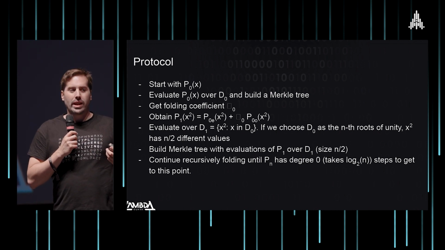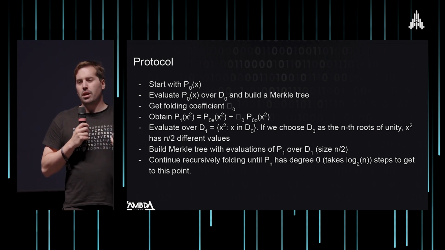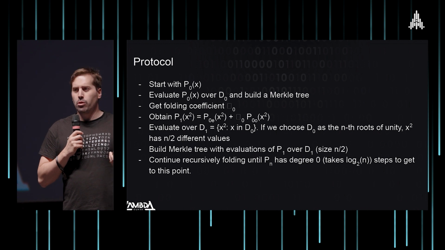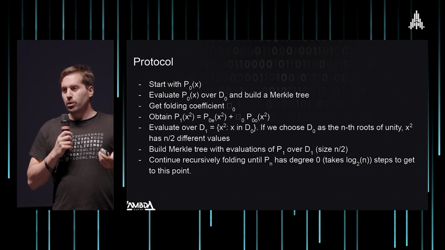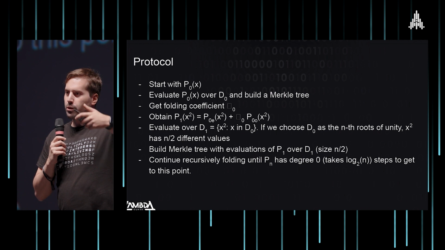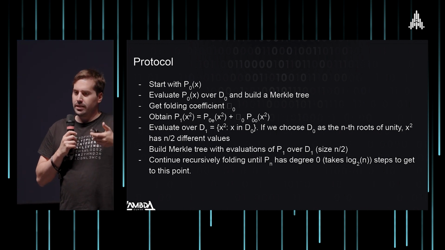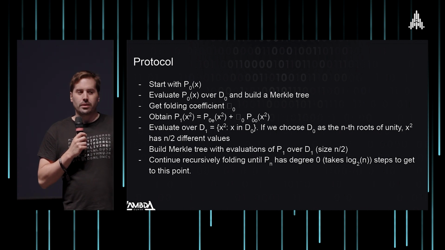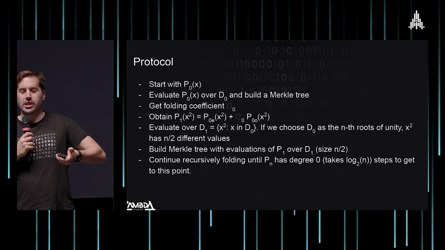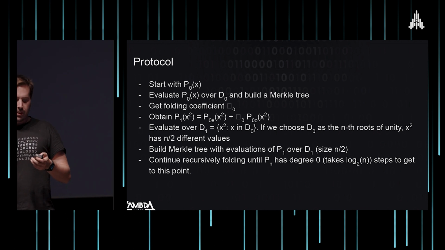And of course, there we have a very short proof. It will take more or less log 2 of the degree of the polynomial, and then we will have to pass some values from the different intermediate polynomials so that the verifier can check that we did everything correctly.